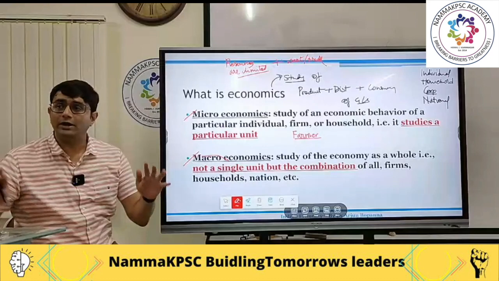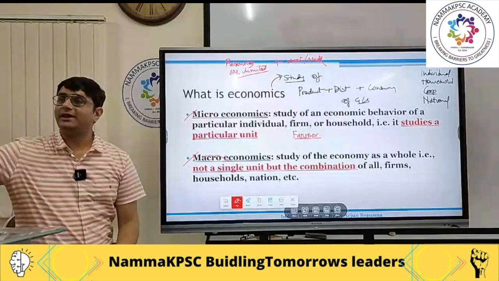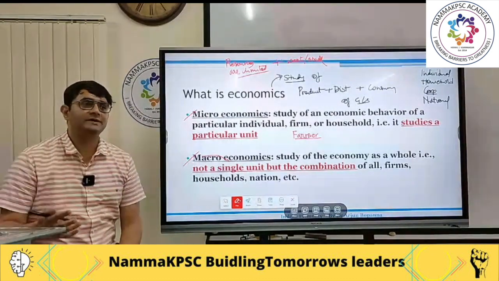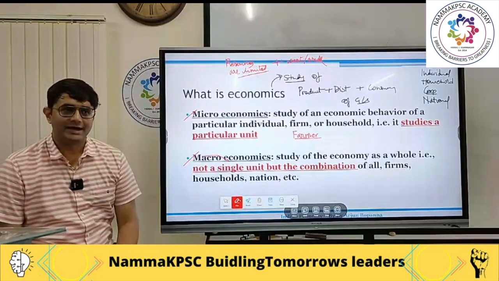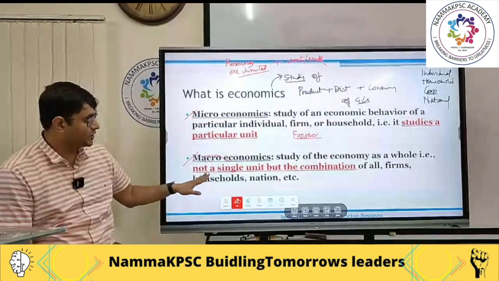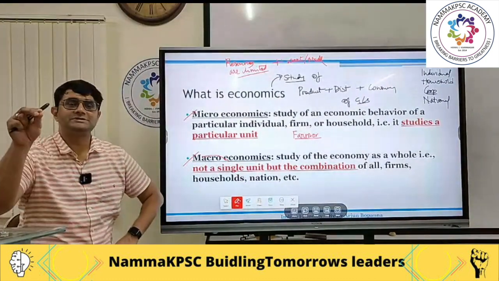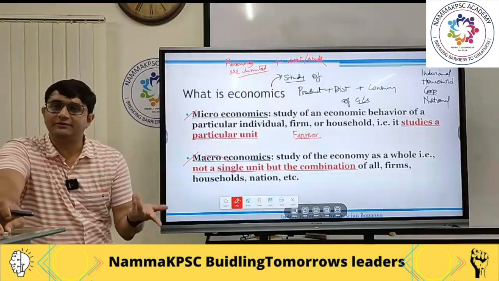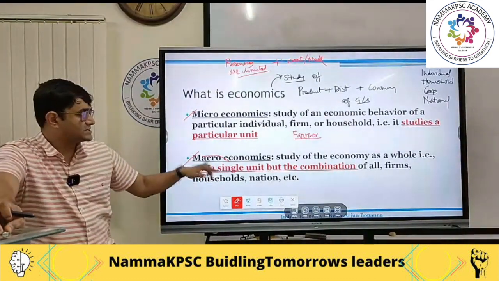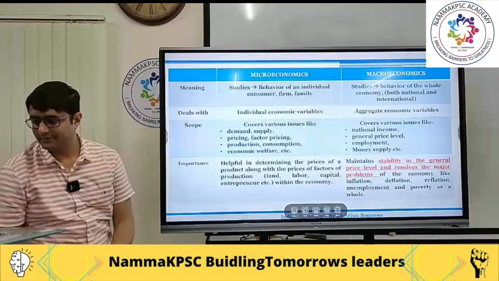If they are studying the whole economy of the country, the aggregate of the entire country, like what is the inflation in our country? What is the poverty level in our country? What is the unemployment? See, unemployment may be 20% as a whole. So that is all studied under macro. So it studies the economy as a whole. That is not a single unit, but a combination of all of them. It does not stick to one household. Now, inflation affects everybody. Is it affecting only one person or everybody? Everybody, right? So that is what macroeconomics is. So the difference, you can put a column and write the difference.